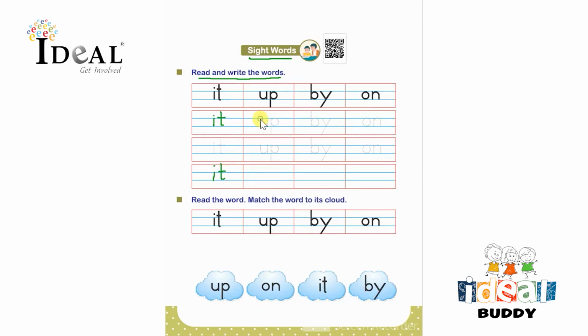The next word is up, U, P, up. The child has to trace it twice and then again write it in the space given below.